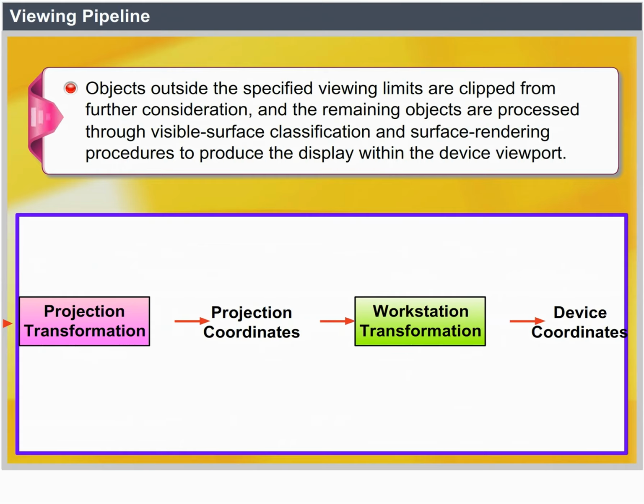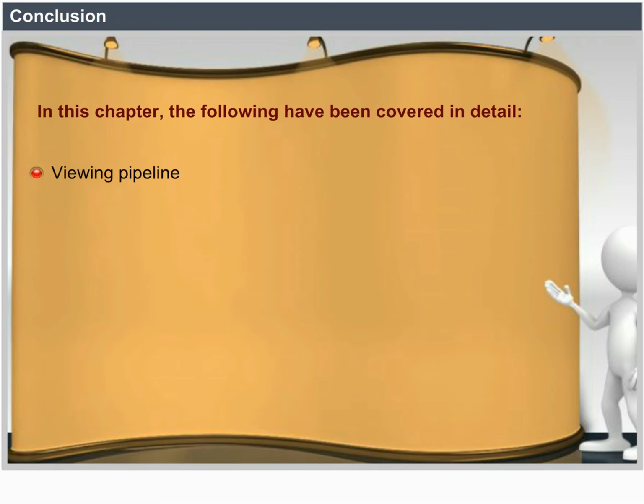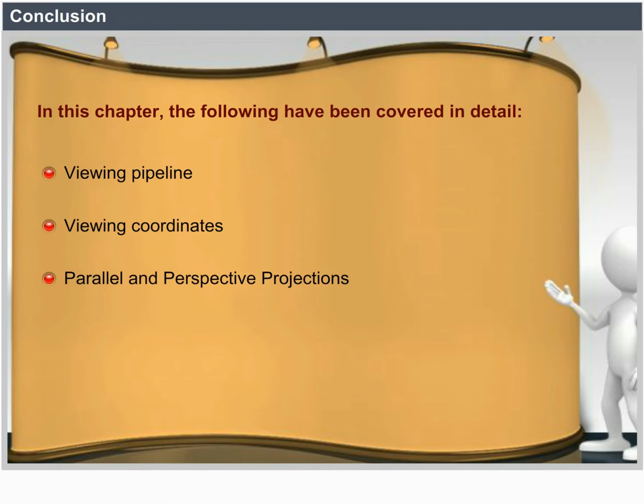Conclusion. In this chapter, we have covered the following in detail: viewing pipeline, viewing coordinates, parallel and perspective projections, view volumes and projection transformations, clipping.